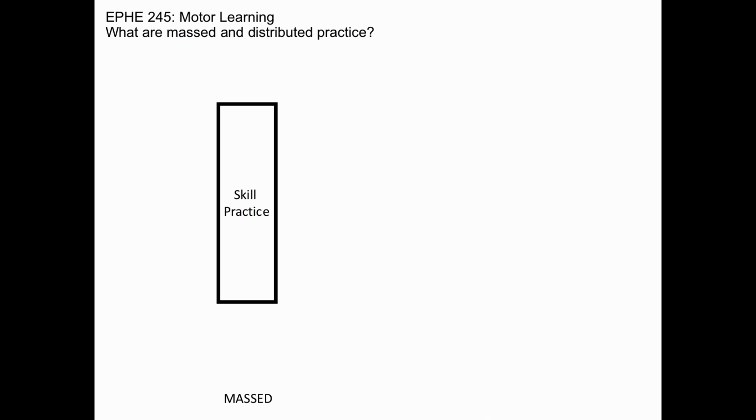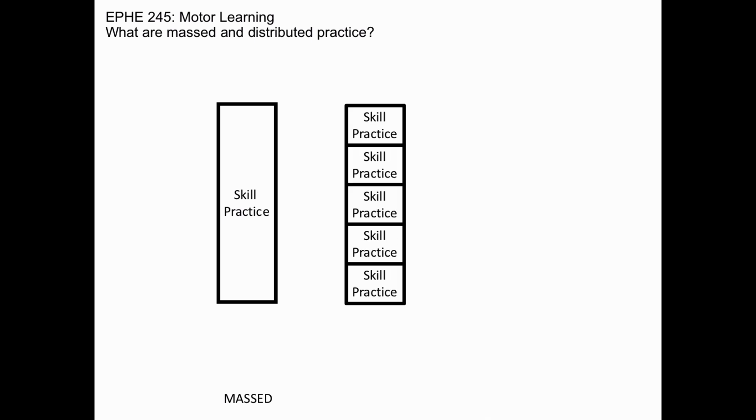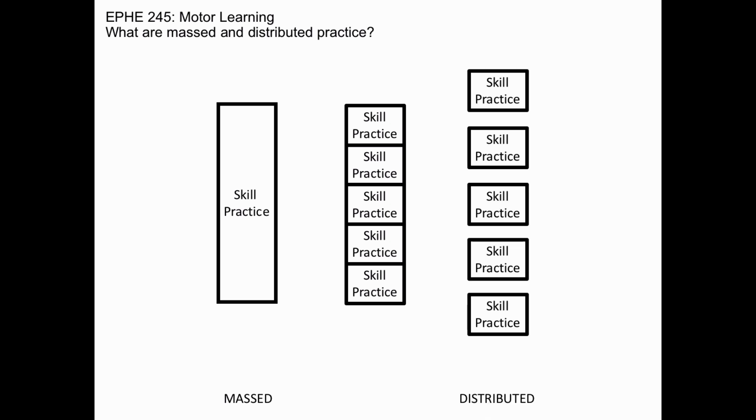Now imagine you take that same amount of time and you break it up into a bunch of smaller chunks. Now it's the same total amount of time. And imagine you go a step further and you space those chunks of time out with rest or doing something different. That is distribution of practice. So the total amount of practice time is the same, but you're breaking that time into smaller chunks and spacing it out with rest or another activity.